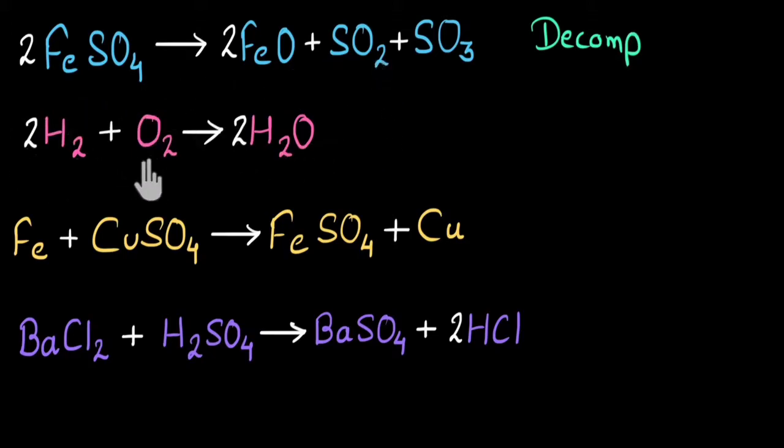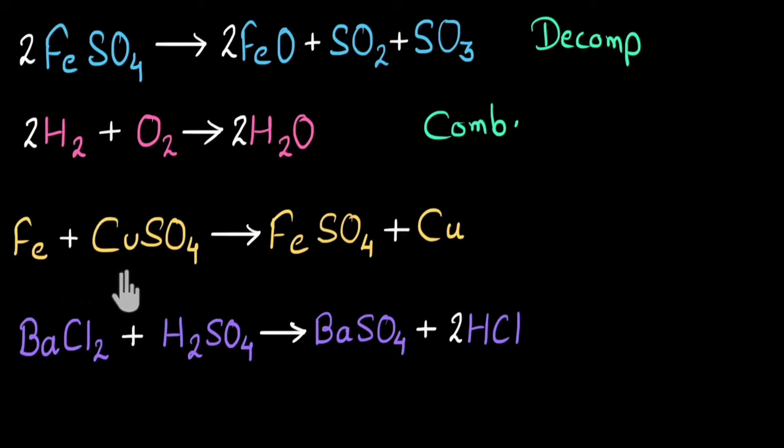Now let's look at the another one. Over here, I see that I have hydrogen and oxygen on the reactant side. And on the product side, I'm getting water, H2O. So I notice over here that I have multiple reactants, but only one single product. So we can say that here the reactants are combining to give me one single product. And this is an example of combination reaction. Let's write it down. Combination reaction. In combination, multiple reactants combine to give us one single product.